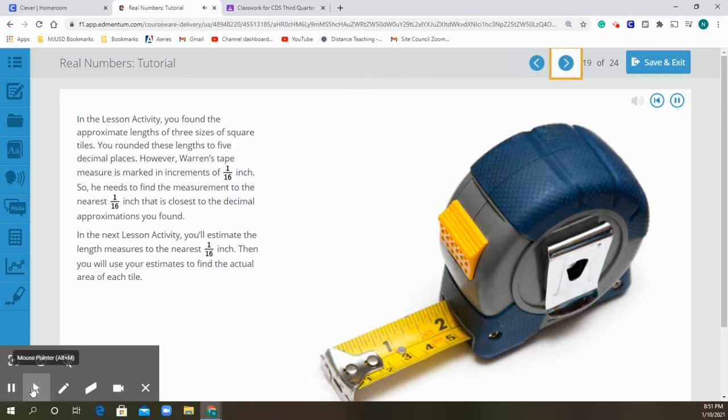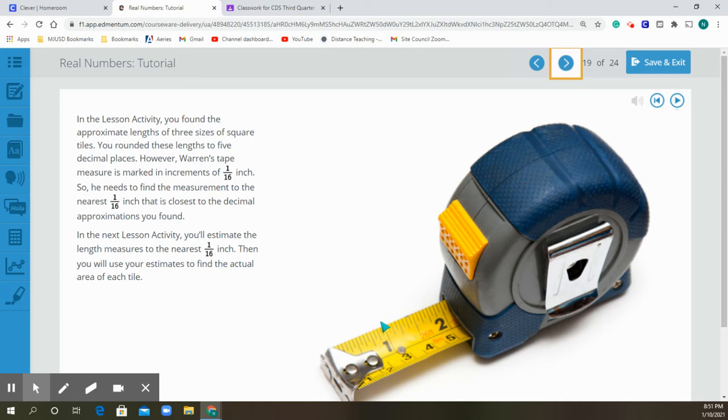In the lesson activity, you found the approximate lengths of 3 sides of square tiles. You rounded these lengths to 5 decimal places. However, Warren's tape measure is marked in increments of 1/16 inch. So, he needs to find the measurement to the nearest 1/16 inch that is closest to the decimal approximations you found. In the next lesson activity, you'll estimate the length measures to the nearest 1/16 inch. Then you will use your estimates to find the actual area of each tile. This tells you what we're doing for the next activities.